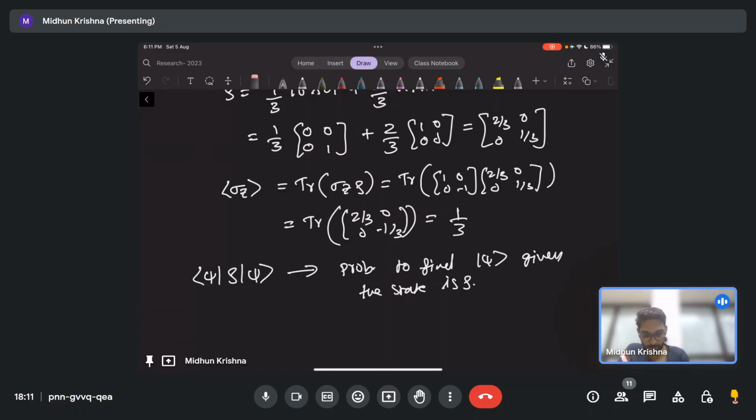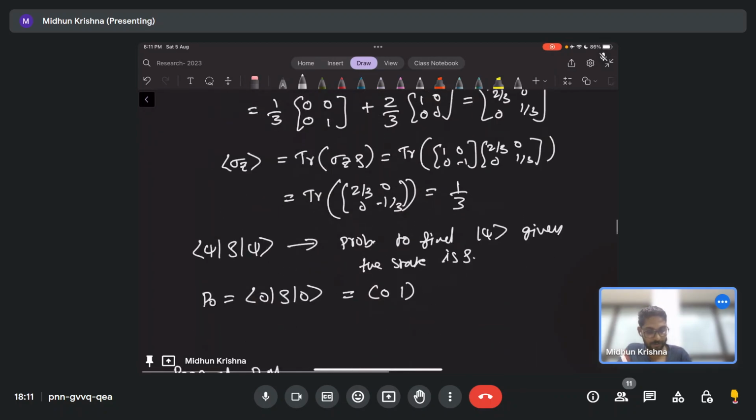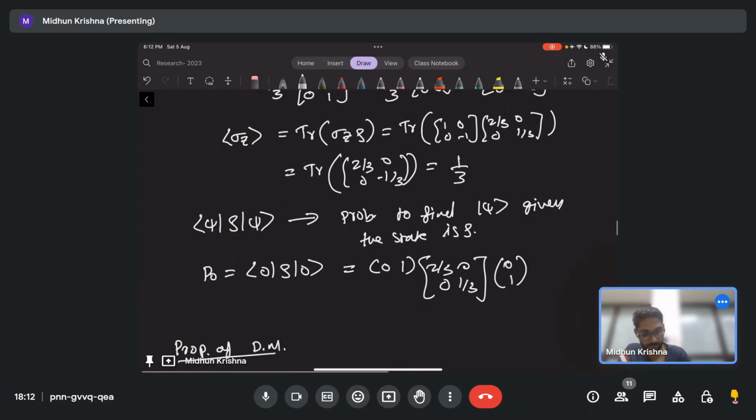So P0 is <0|rho|0>, which is <0| and |0>. And what is rho again? It's 2 by 3, 1 by 3, 0, 0. And then there's <0| and |0> here, right?